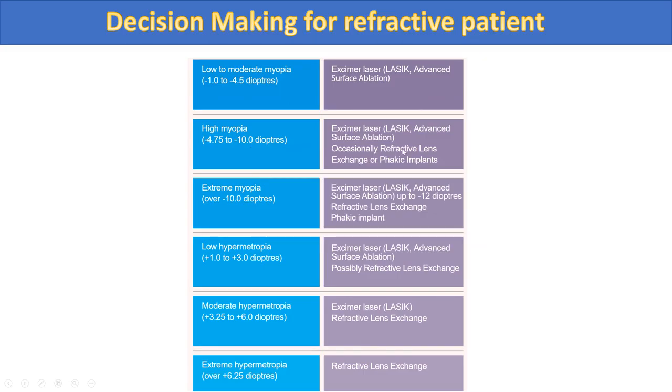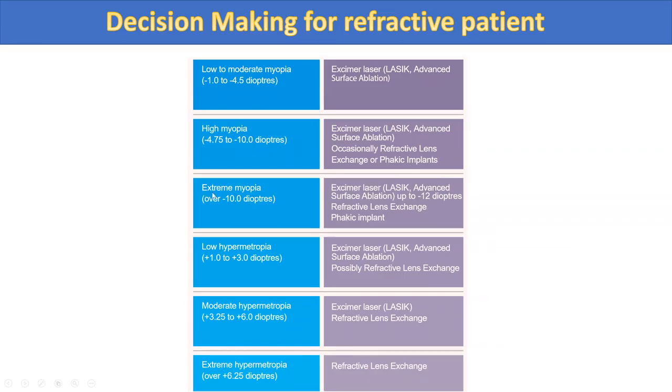as before 40 years of age, there is a higher incidence of pseudophakic retinal detachment. So what do we do if the patient is less than 40 years? We do exchange or phakic intraocular lens. So we can implant a phakic intraocular lens like implantable collamer lens or ICL. This will be helpful to correct the refractive error.